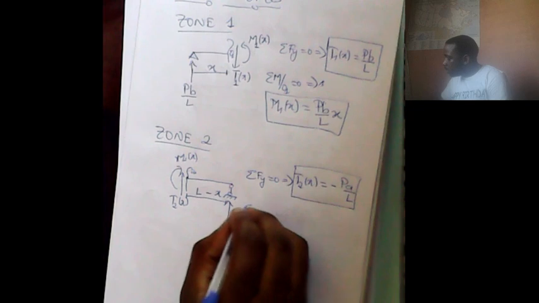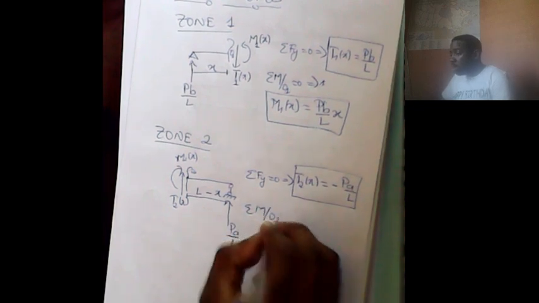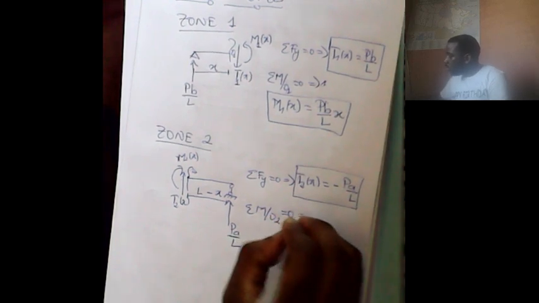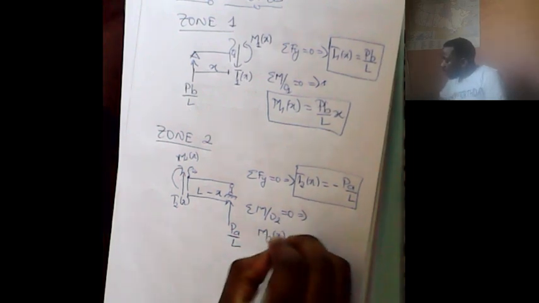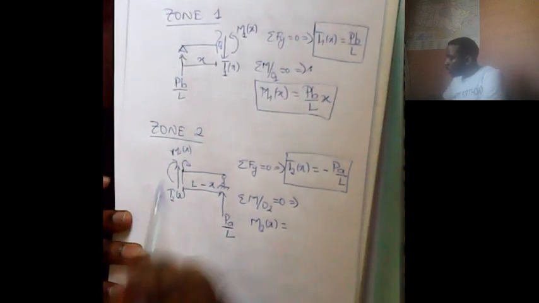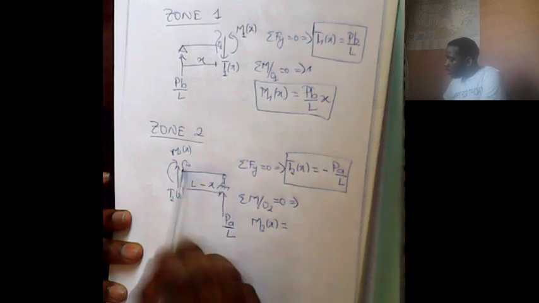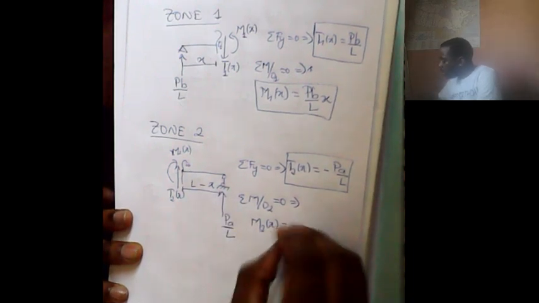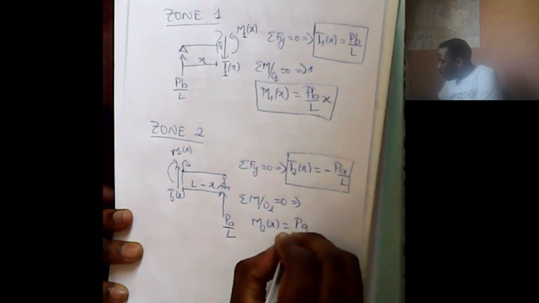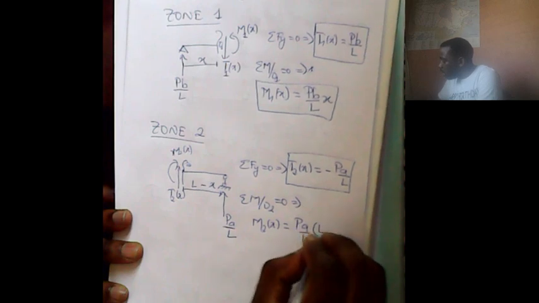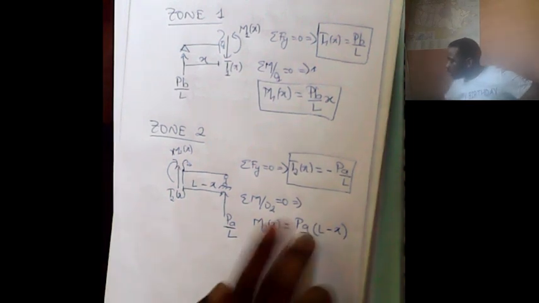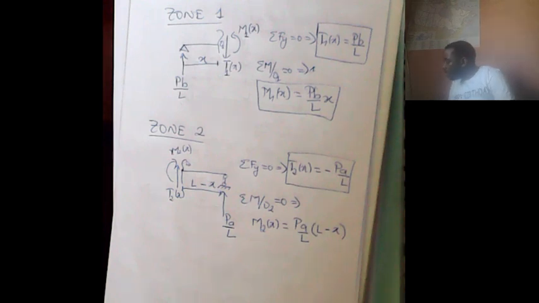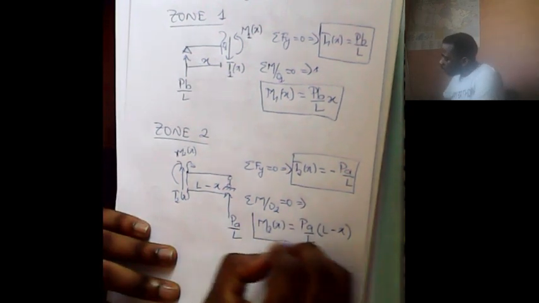Good. And then a sum of moments about O2 being equal to zero will imply that I will have my M2 of X to be equal to, what would that be equal to? This is the only force this way, right? It opposes it, therefore the other way it becomes positive. So I'll have Pa on L, which is the force, right, times L minus X, which is the distance. So normally if you differentiate this, okay, you should have this, and that's exactly what it gives us, right? Yeah. Okay, so that is extremely correct. So we have M2 of X here.